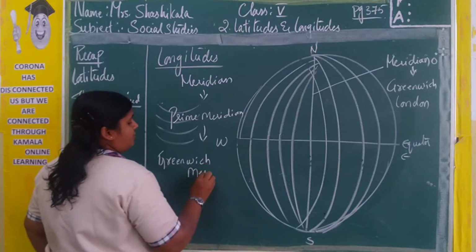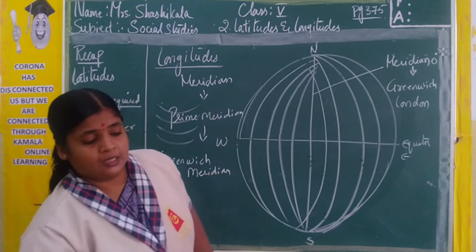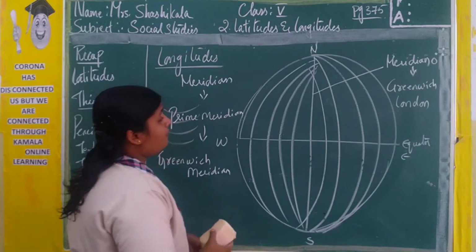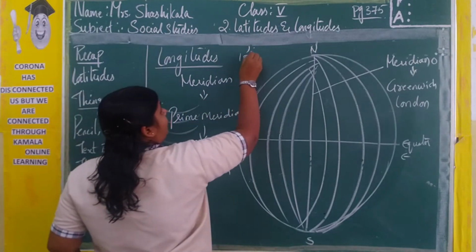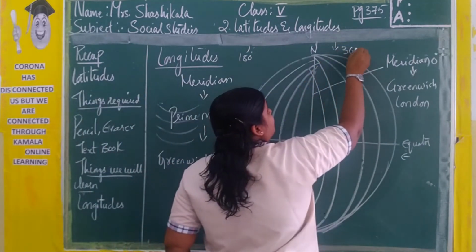Greenwich meridian. Right? These are the important things about the longitudes. In the latitudes we have 180 degrees, but in the longitudes we have 360 degrees.